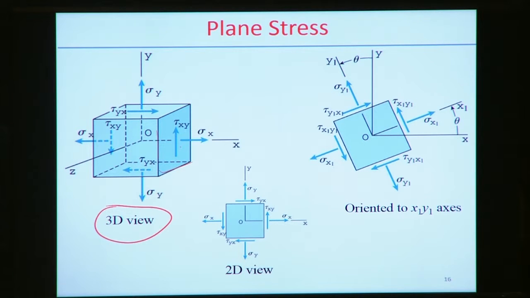So this is the typical 2D view, and now we'll try to explain that if there is an orientation with respect to the x-axis by an angle theta, then it will define the new axes x1 and y1. Then with respect to the x1 and y1 axes, what are the different stresses, that means normal stresses and shear stresses acting, and how can we correlate them with respect to the original axes, that means sigma x, sigma y and tau xy.